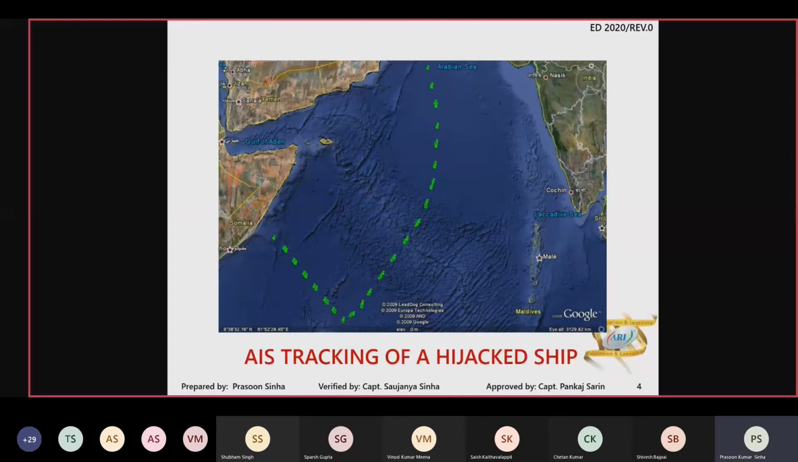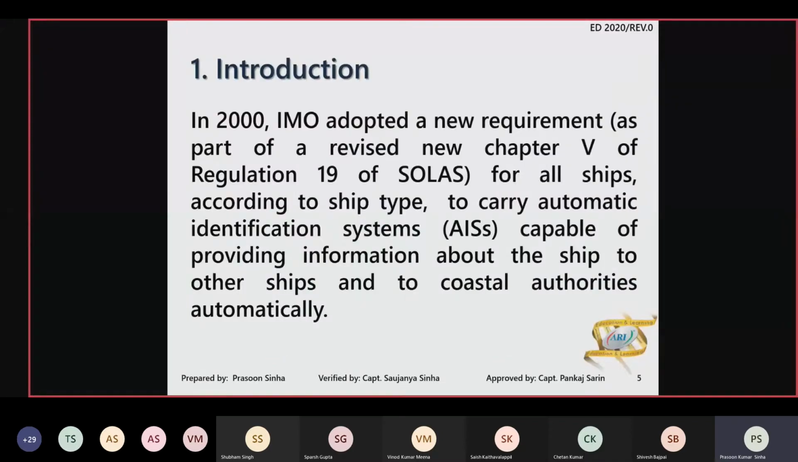Just read through the introduction. Basically, Regulation 19 of Chapter 5 of SOLAS deals with carriage requirement of electronic equipment or bridge equipment, so to say. In 2000, IMO came out with a resolution to change this chapter and include AIS in that chapter, that ships will be required to carry AIS as well. In general, it will provide information to other ships in the vicinity. It will provide information to the shore-based authorities. And all this will happen automatically without human intervention.